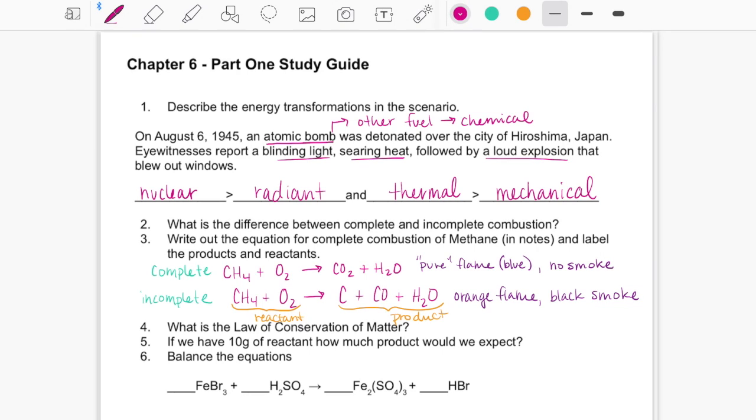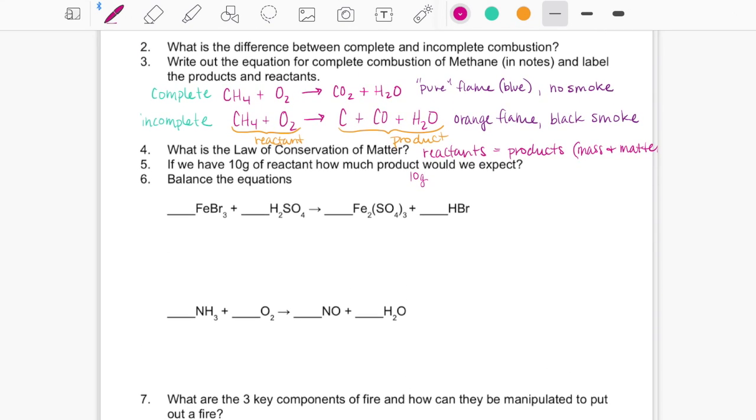It's just that the reactants are going to equal the products, as far as the mass and the matter. Whenever we look at, for example, balancing equations, we need to make sure that the same number of atoms are on both sides. That would be making sure the law of conservation of matter is being watched after, or we can have mass. So for like question number 5, if we have 10 grams of a reactant, we would expect to have 10 grams of product. Okay, for balancing the equation, I believe I have 3 of them in the test. The way that I go about doing it is I split both sides.